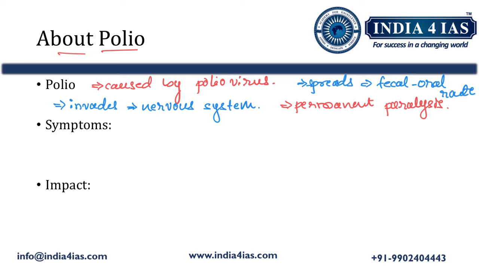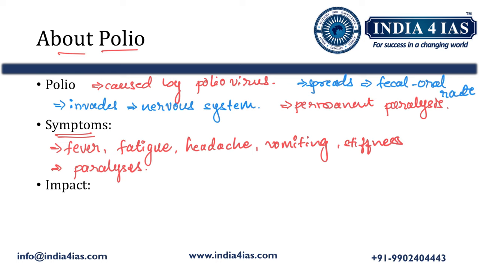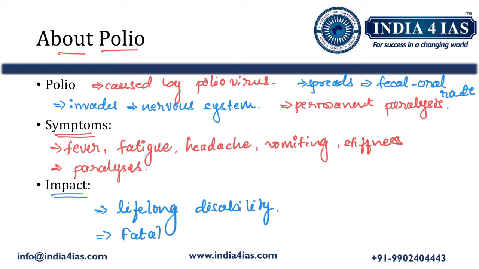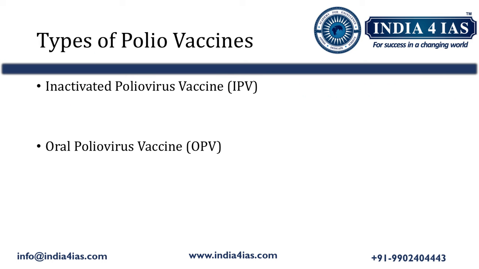So coming to the symptoms of the polio virus or poliomyelitis, the initial symptoms include fever, fatigue, headache, vomiting, stiffness in the neck, and pain in the limbs. In a small percentage of cases, the virus can cause paralysis, which can be permanent. So coming to the impact of the polio virus, it can result in lifelong disability, and in some cases, it can be fatal also. Now we will briefly look into the types of polio vaccines that are being administered worldwide. The first one being inactivated poliovirus vaccine and the second one is oral poliovirus vaccine.